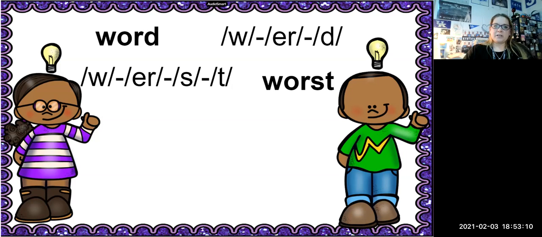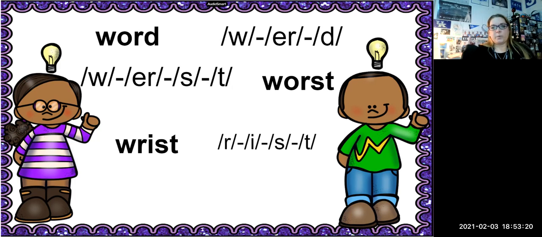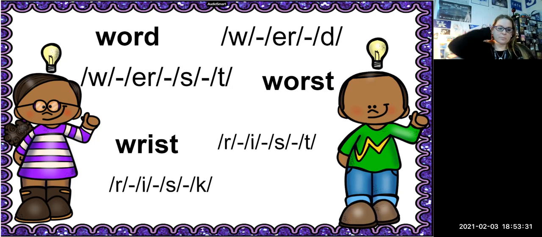Good. The next word is wrist. Wrist. How many sounds do you hear in wrist? I hear 4 sounds. Wrist. Good. We're going to change that final t sound to k. So what would the new word be? Risk is the new word.